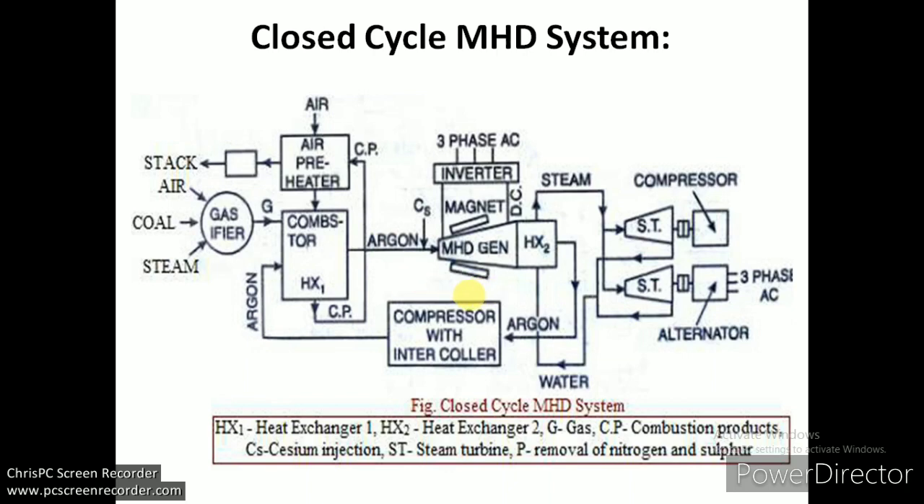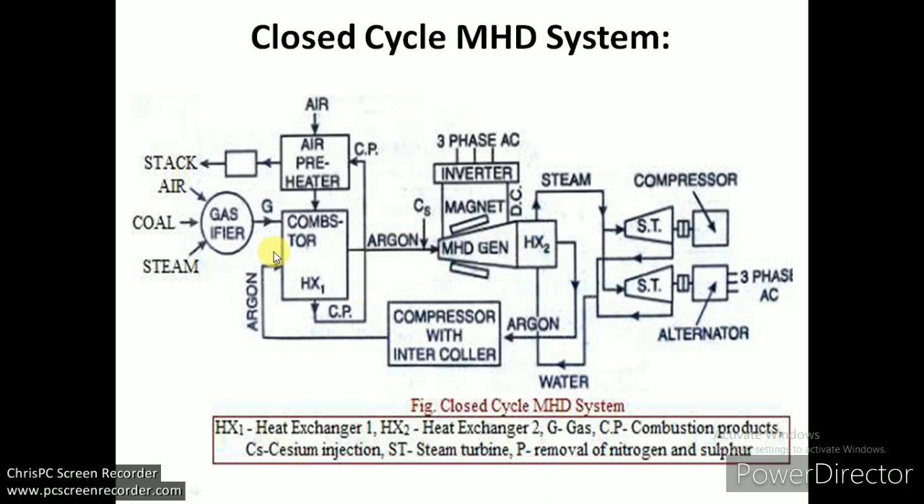The working fluid in a closed cycle is seeded with cesium and potassium that enhance the conductivity of these plasma gases. The working fluid, the ionized gas, passes through the magnetic field to produce DC power, and DC power is converted into AC power. This is a similar feature, not a distinct one. The combustion products are discharged to the atmosphere after removal of the heat, and the heat is utilized in the heat exchanger, as I have told you. So this is another advantage.